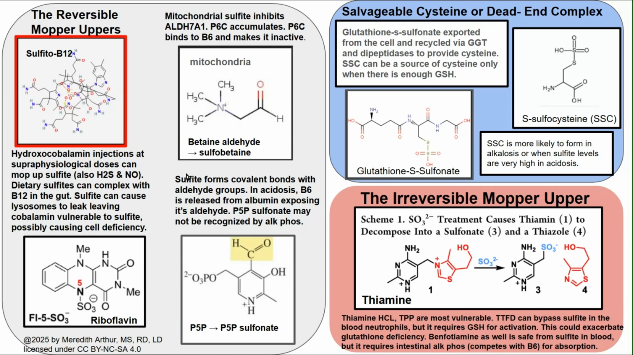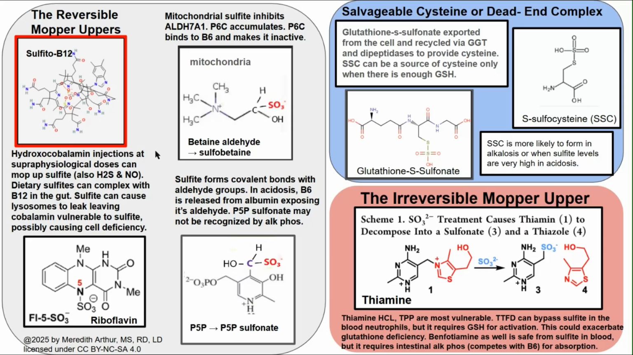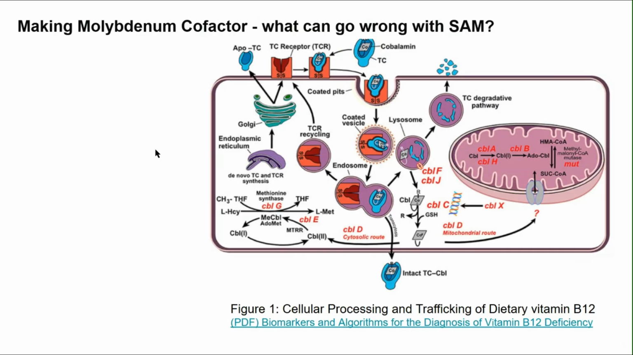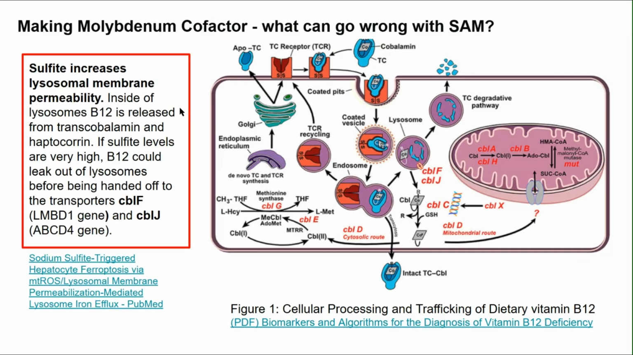And then we also have to think about, where this is from another presentation that I'm about to do, making molybdenum cofactor. And one of the things that can go wrong is you don't make enough S-adenosylmethionine, or SAM. And this B12 issue could be related to how sulfite can increase lysosomal membrane permeability.